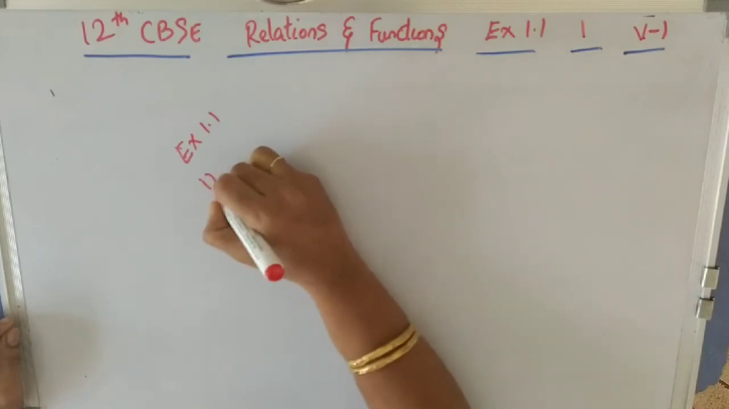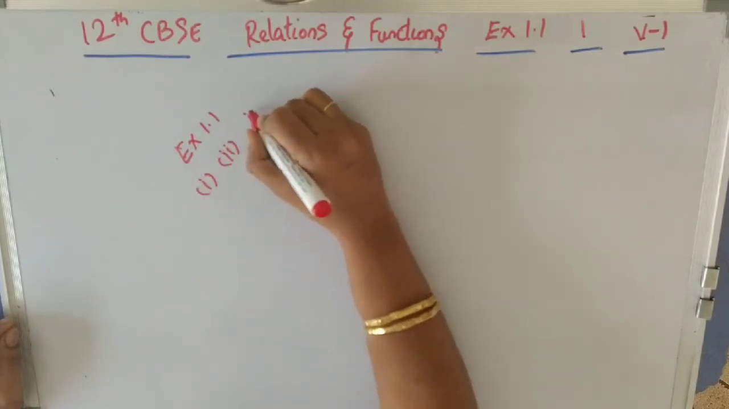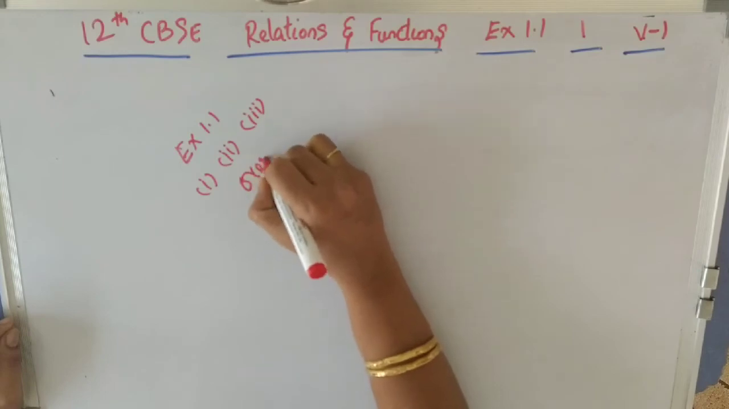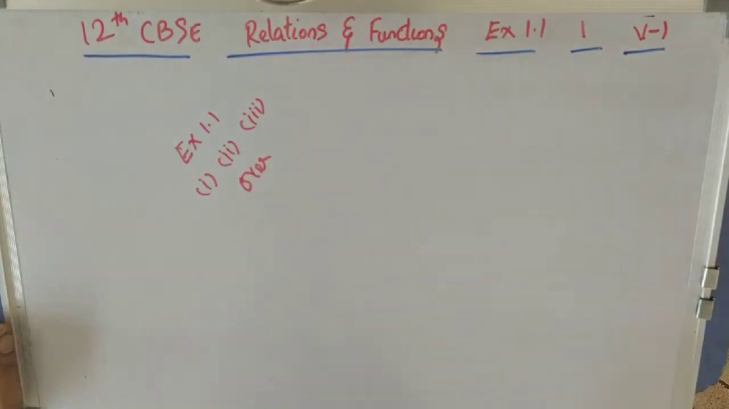So with this, exercise 1.1, subdivisions 1, 2 and 3 are over. We can see the remaining problems in the next video.